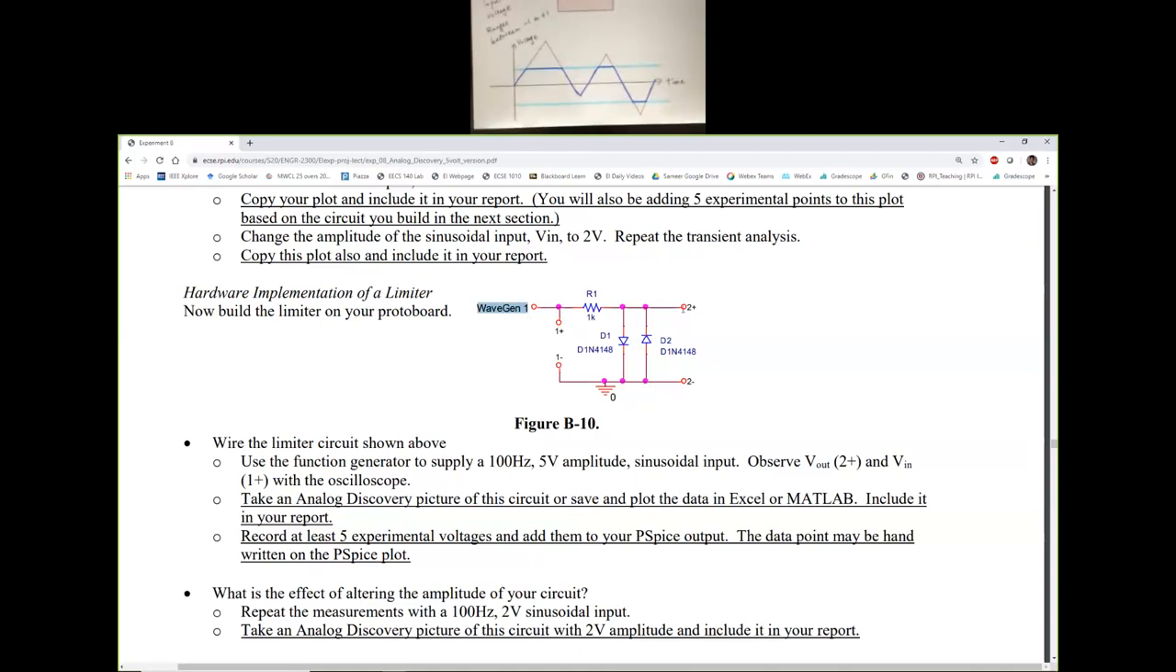Because of that, if we measure 2 plus and 2 minus across both the diodes, at those 2 points we will be able to see positive voltages limited to one diode threshold voltage, which is 0.7. On the negative side, similarly, we will see negative voltages limited to 0.7 on the negative side. So negative 0.7 because of D2.